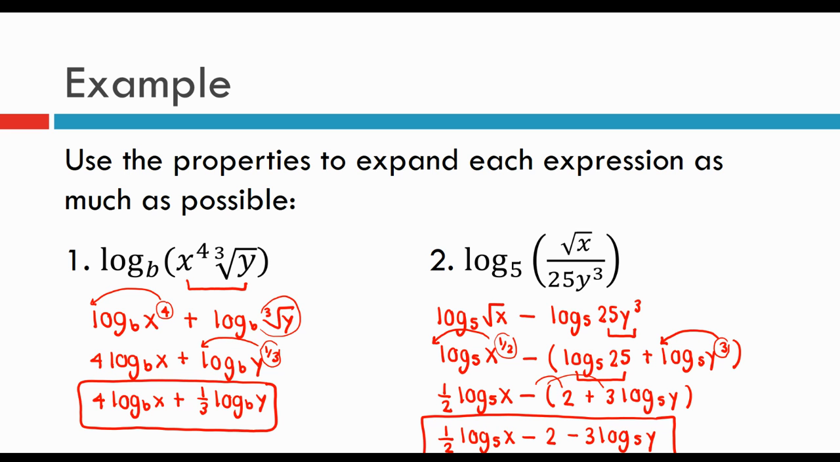Notice how, because there were two terms in the denominator of my original problem, that means that I needed to have two subtraction signs. Okay, so however many terms, we have a 25 and we have a y cubed. We had two terms. However many terms were in the bottom, because it was division, that's how many subtraction signs we should end up with at the very end of this problem.